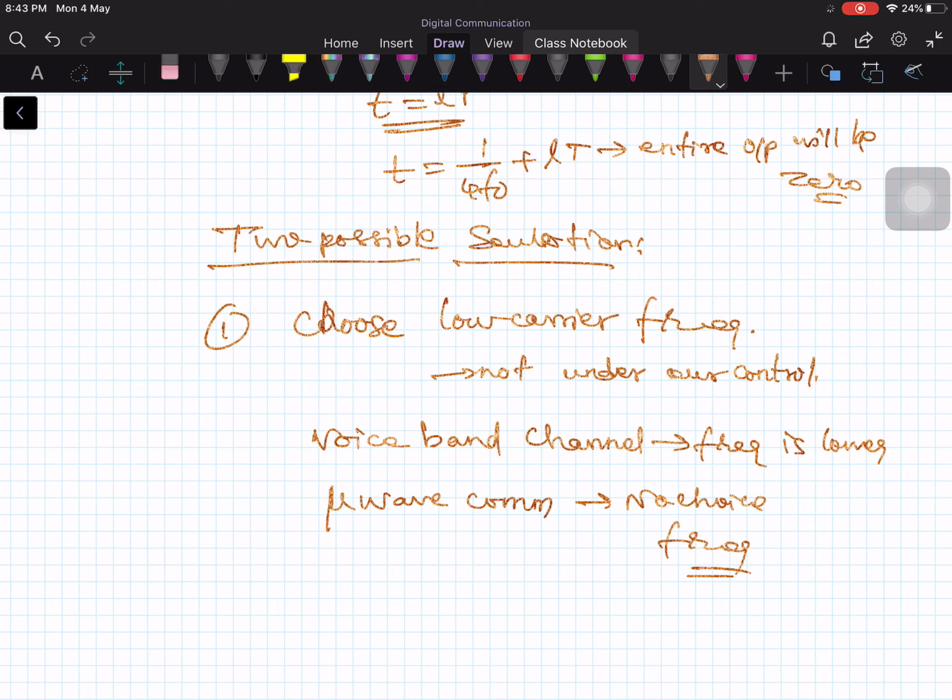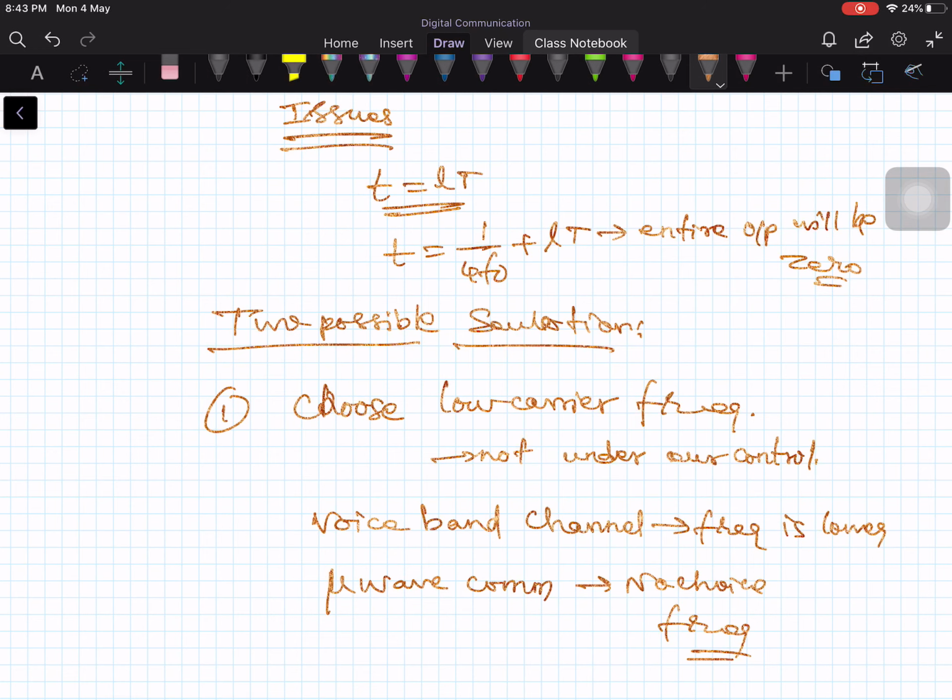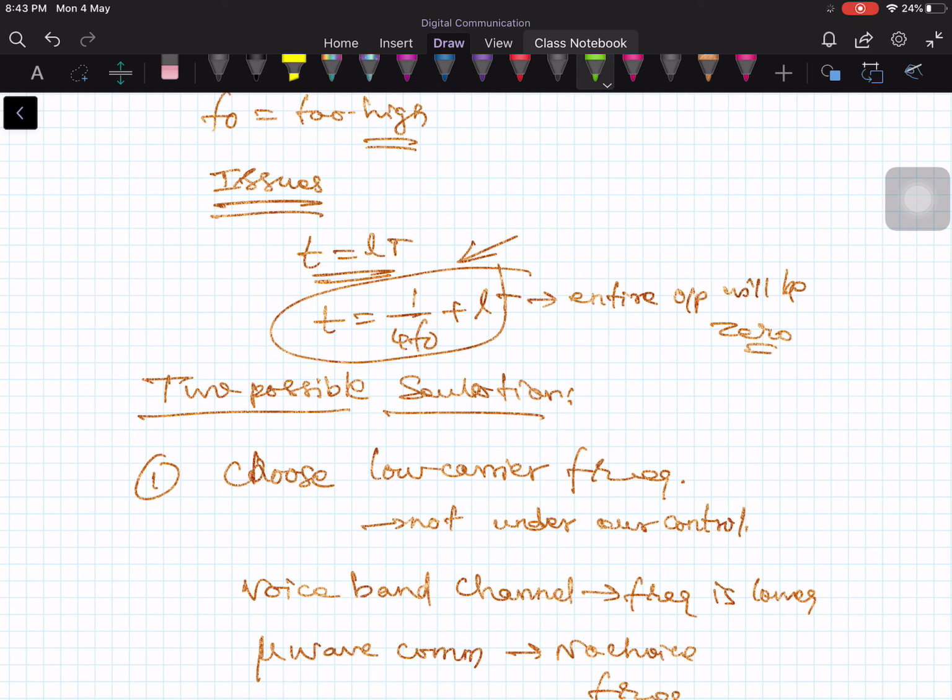So in any case, the timing error problem can be solved by relatively changing the value of f naught. See, this is called a timing error problem. I forgot to tell you the technical name for this. If you don't do the sampling properly, then the output will become 0. So therefore the timing should be very, very important.